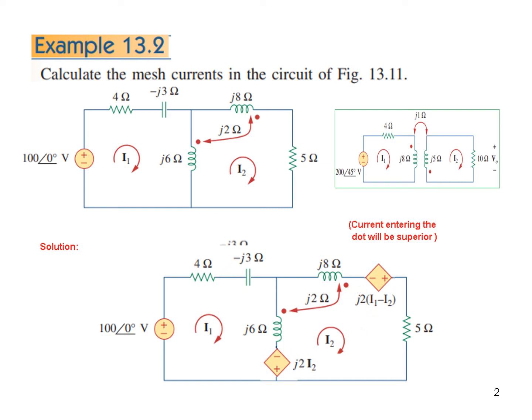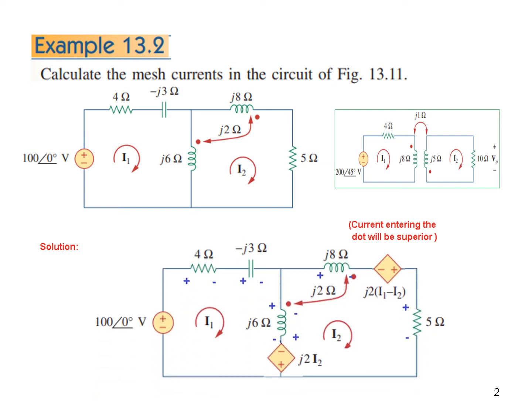So after having marked these, finally we'll mark the voltage polarities in the other elements. Depending on the current I1, wherever it touches first will be positive, and same here. So this is our complete circuit. Now we are ready to write the KVL equation and solve it.